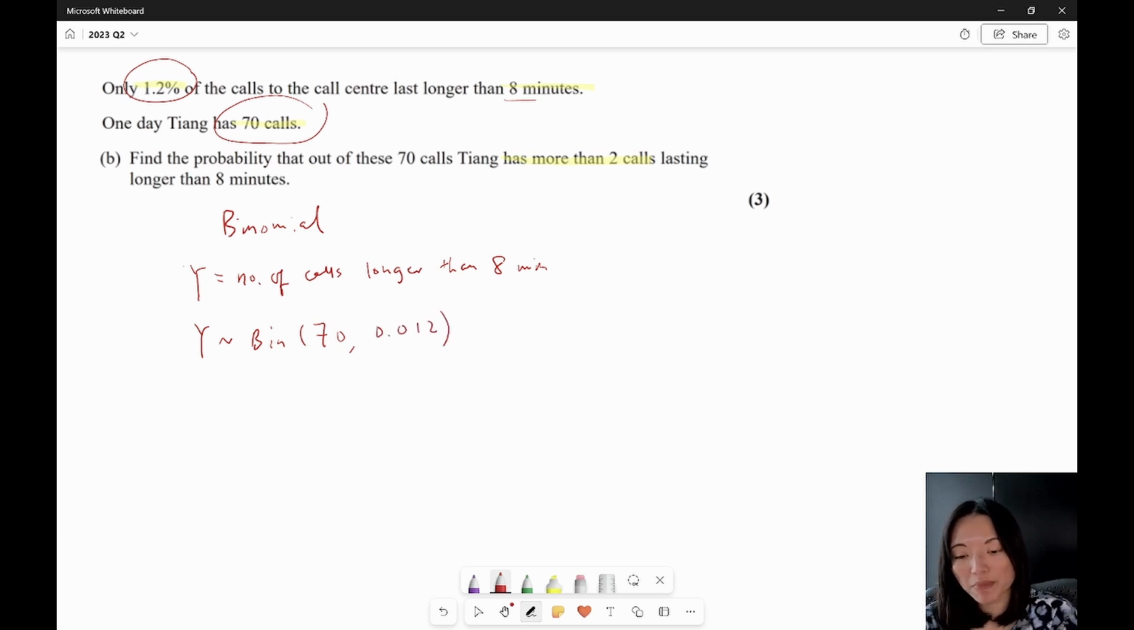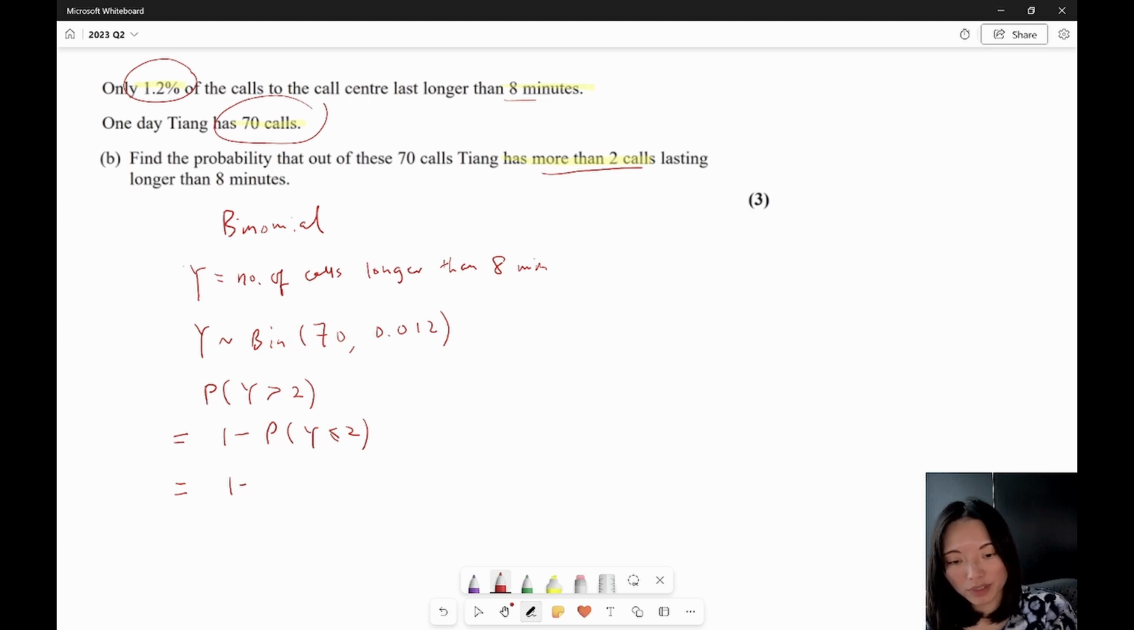The probability that will give me the answer is the probability of Y greater than 2. Let's be careful with the inequality sign, that it's not greater than or equal to 2, because the question tells us it's more than 2 calls. What is that? Probability of Y greater than 2 is simply 1 minus the probability of Y less than or equal to 2. Let's use our calculator and work that out.